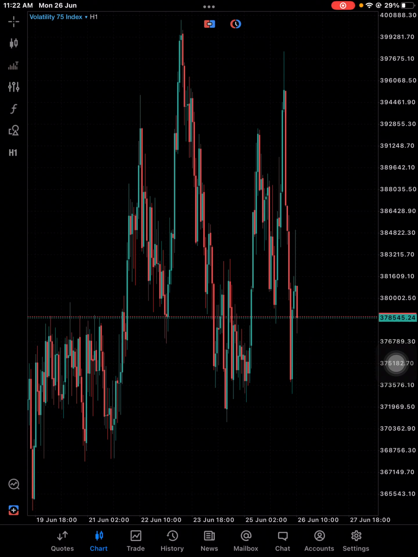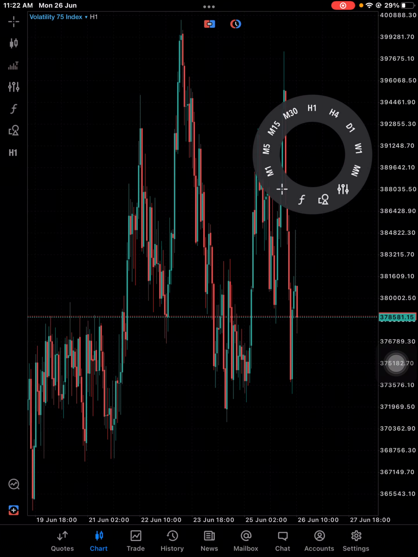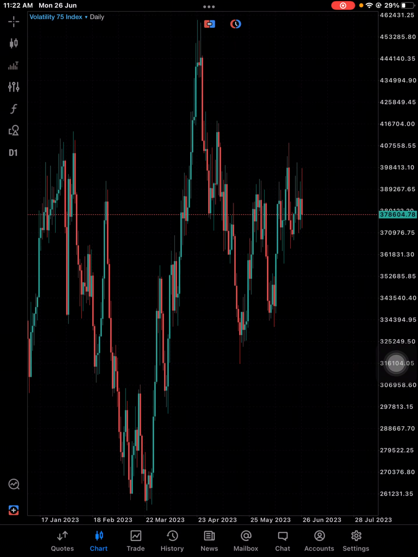Okay, today let's quickly look at the market and see how you take your analysis for any pair. So this is Volatility 75, and just like I've always been saying, you want to first of all check on higher time frame. So let's go to daily. Let's know what the market is really doing.